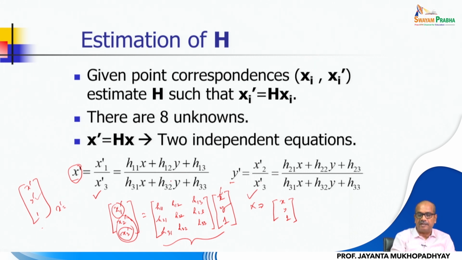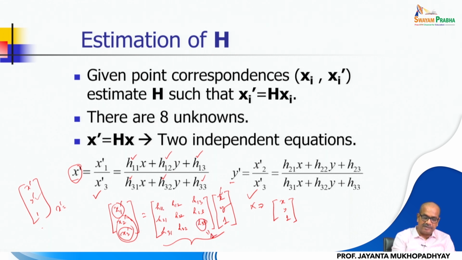This could be converted into linear form, because what are the unknowns? The unknowns are these parameters. So I can rearrange this equation, and you can see that those are also forming linear equations. So if we have 8 such equations, then as I mentioned, you can set one of the parameters, say h33, equal to 1.